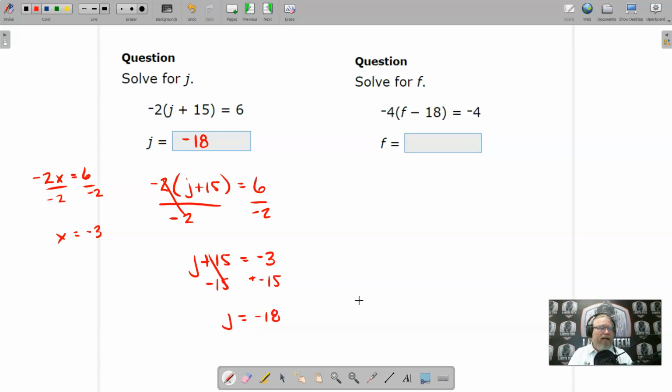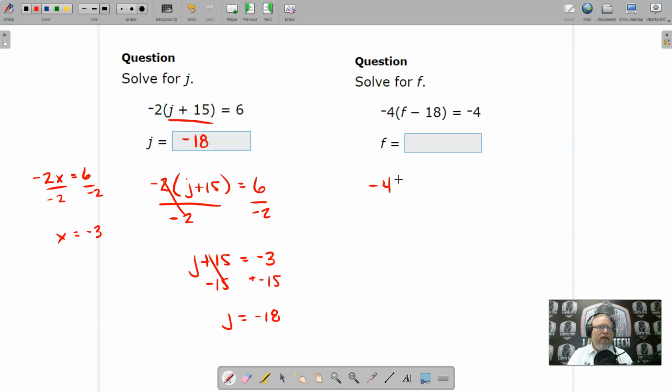So personally, on something like this, whenever I spot this, I would normally just go ahead and divide both sides by negative 2 so that I can end up with just the quantity of j plus 15 by itself that way, instead of distributing the negative 2 in. So I'm going to go ahead and do this next one that same way.